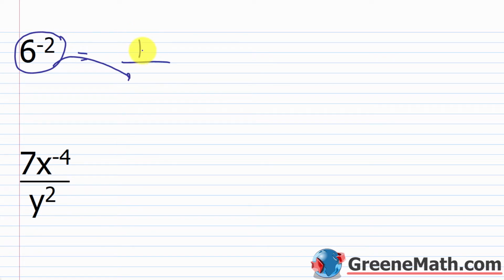I know there'll be a 1 up here now. And so if I drag this down here, 6 will be the same, but the sign of the exponent is going to be positive now. So this will be 1 over 6 squared.